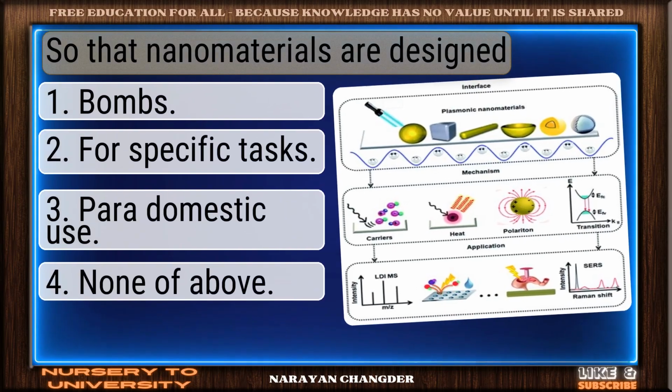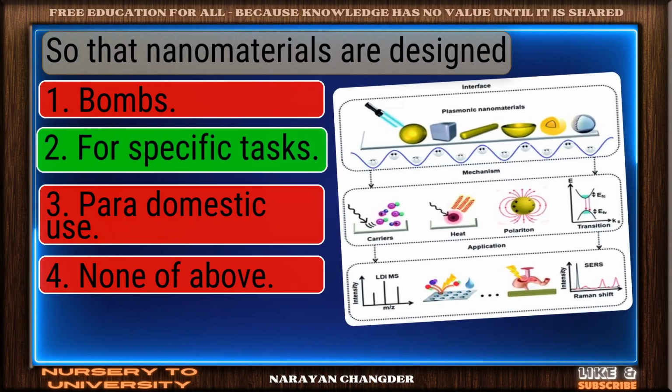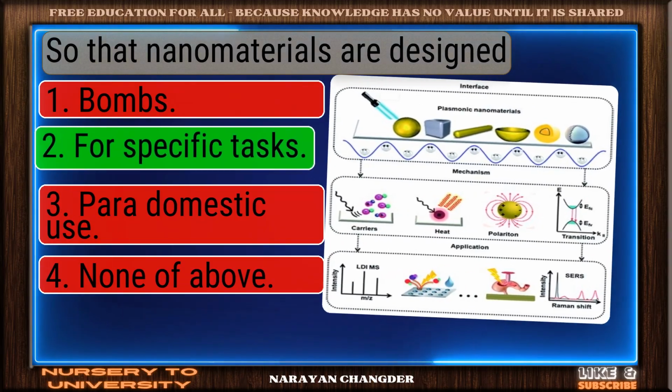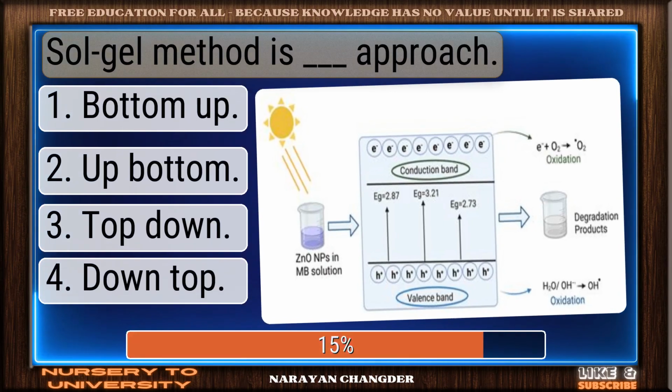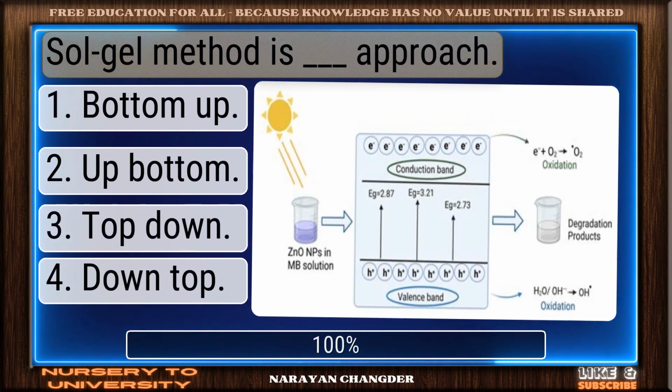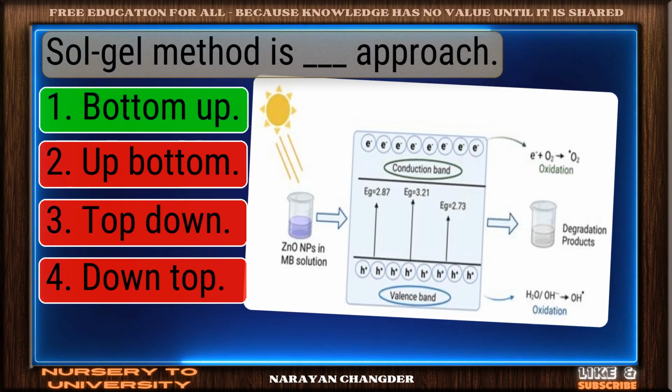So that nanomaterials are designed. You're right. For specific tasks is the correct answer. Sol-gel method is dash approach. Well done. Bottom up is the right choice.